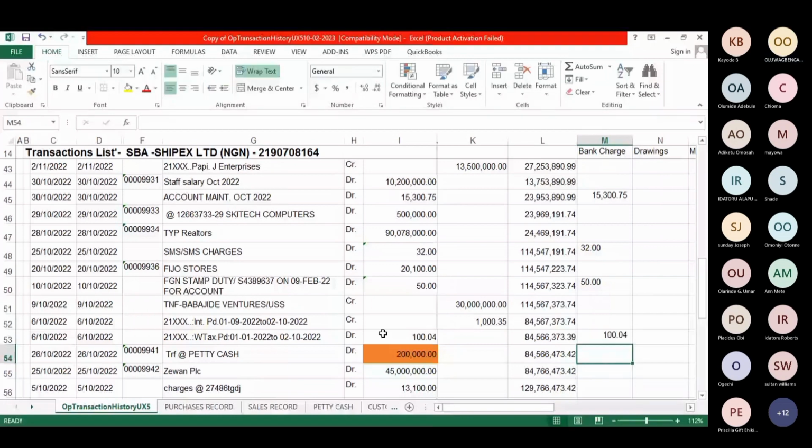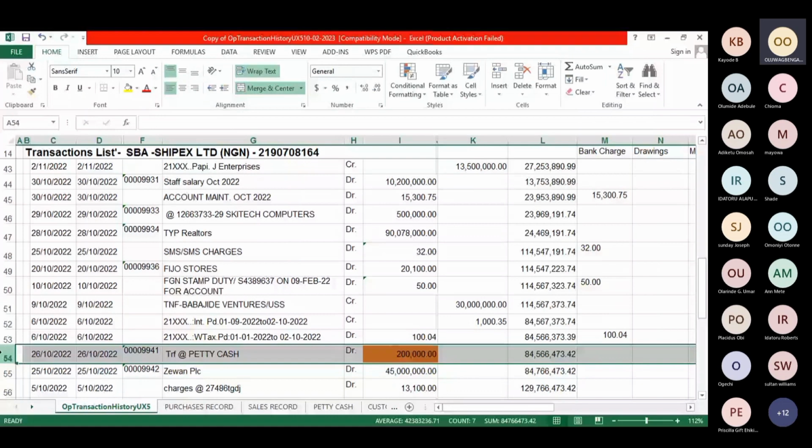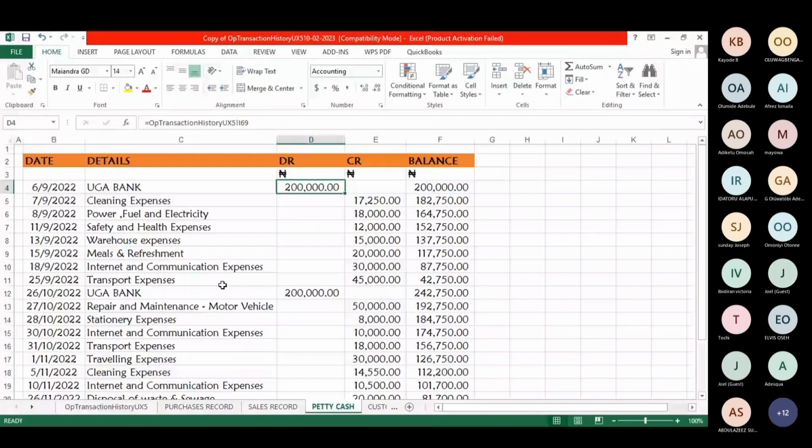Then I have a transfer here to petty cash. There's a transfer to petty cash. So when I go to petty cash, you can see it, 26th of October. You can see it here.